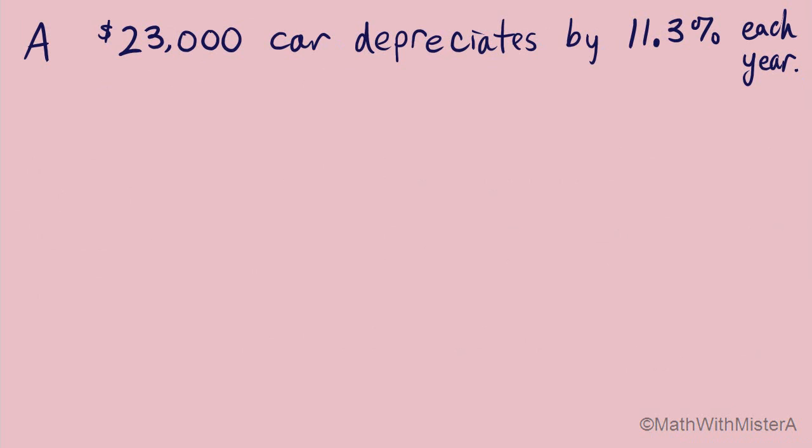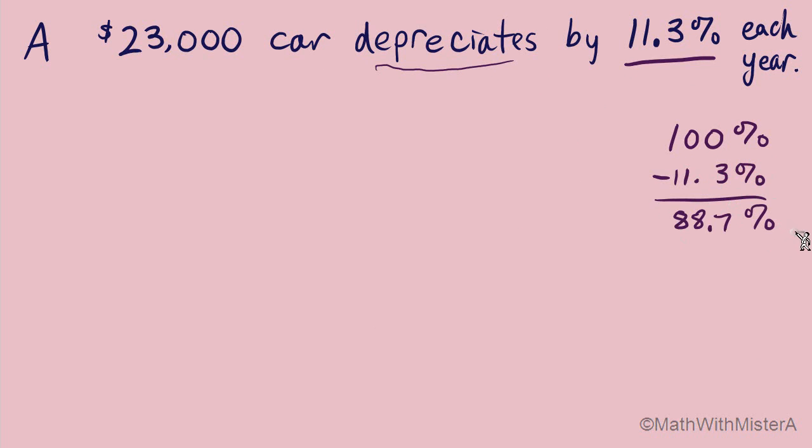Here's another example. A $23,000 car depreciates by 11.3% each year. Depreciating means that it decreases in value. So when we look at our percent change, we're looking at a decrease. From 100%, we're decreasing by 11.3%. That leaves us with 88.7%. So we're multiplying by 0.887 to do the 11.3% decrease.